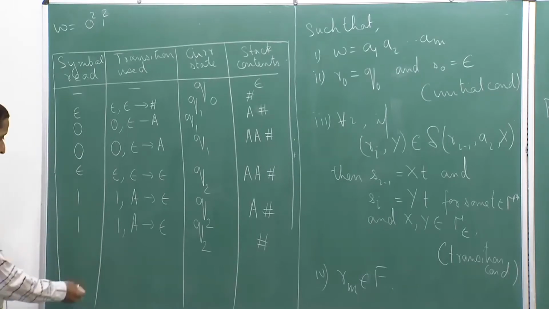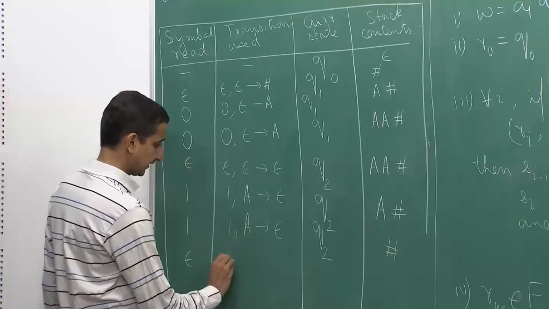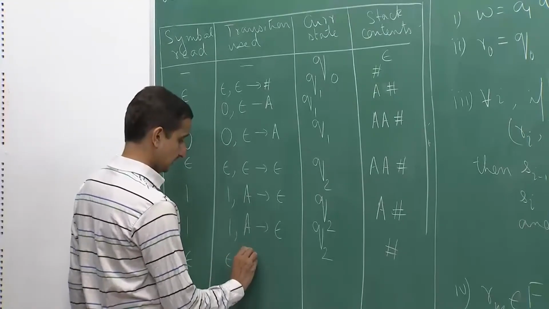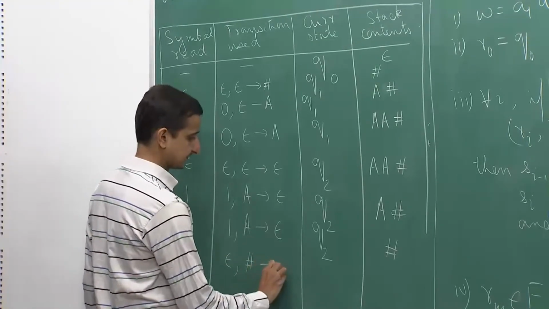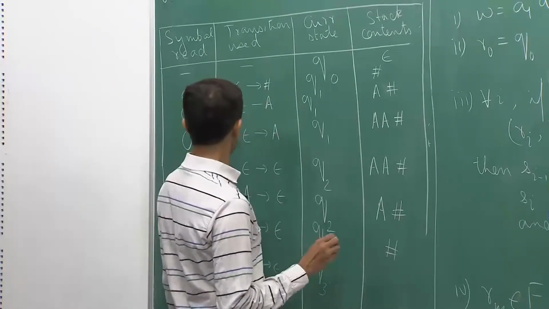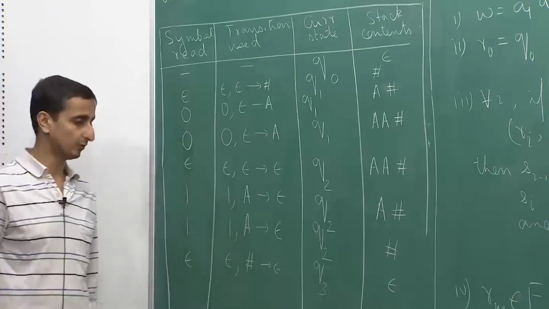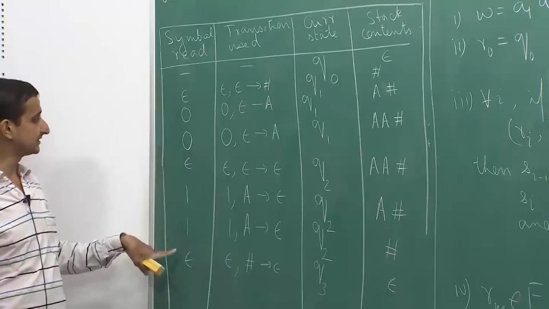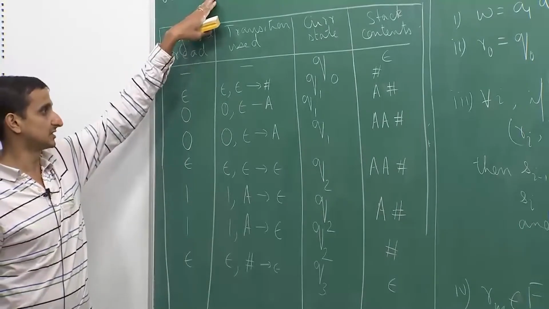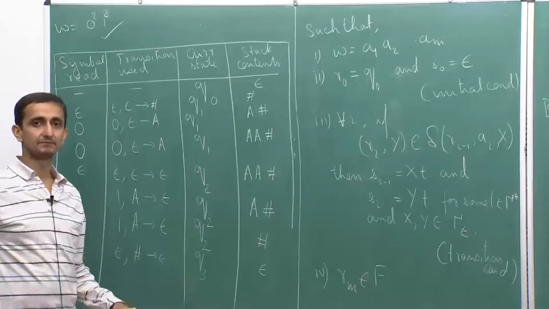Okay, now the ones are read. Now, it can again, without reading an input symbol, use the transition epsilon, hash going to epsilon, move to the state Q3 and basically accept. Okay. So, if I concatenate all these, I get W, which is 0 square 1 square, which means that this string gets accepted.